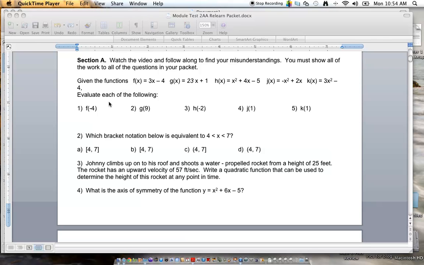So, the first problem says to find f of -4. So what we're going to do is plug in a -4, and I get 3 times -4, which is -12, minus another 4 is -16. Now it says g of 9, which is 2/3 times 9 plus 1.